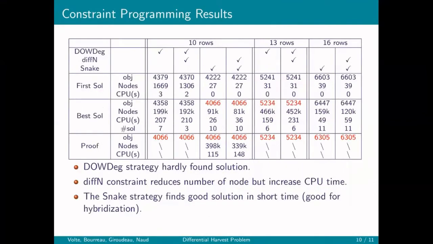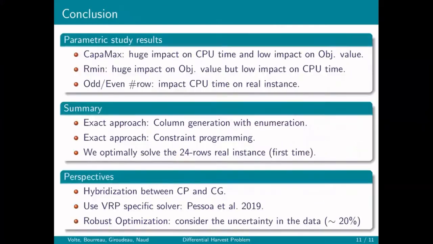For the constraint programming results, we can see that the snake strategy gives us a good solution in less than 1 second, which is what we wanted. So the snake strategy behaves like we wanted it to. But we cannot find any proof for instances with more than 10 rows, and that's why we want to see how the hybridization between column generation and constraint programming behaves.